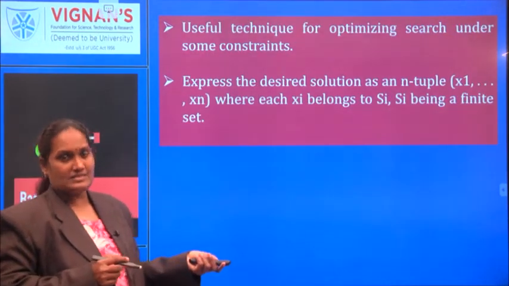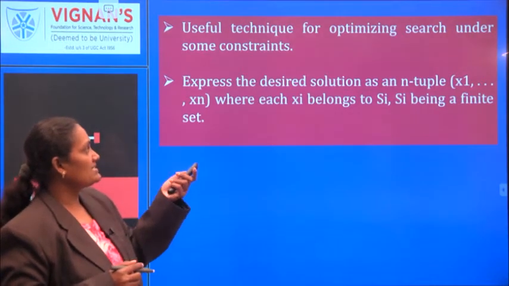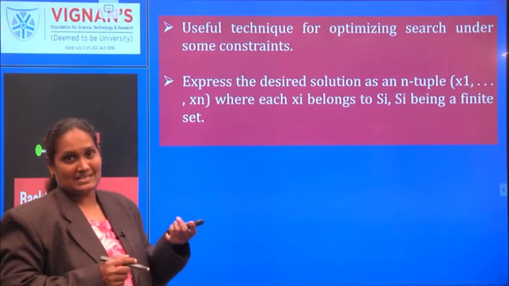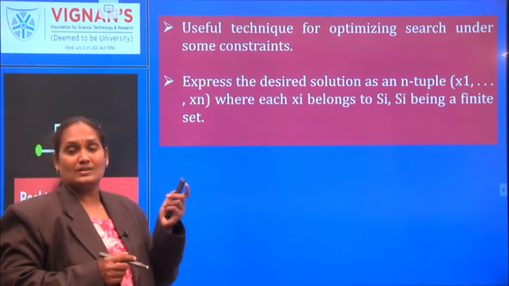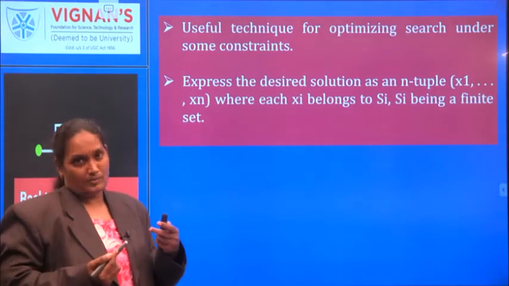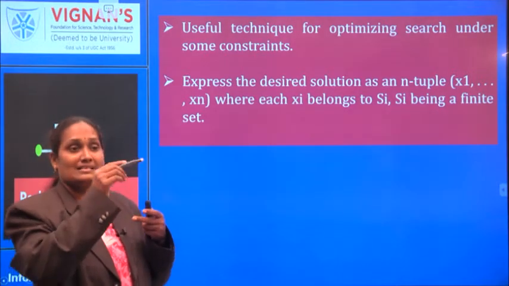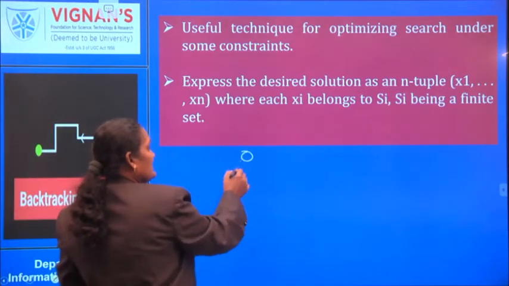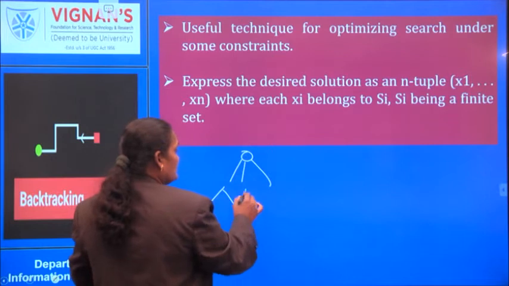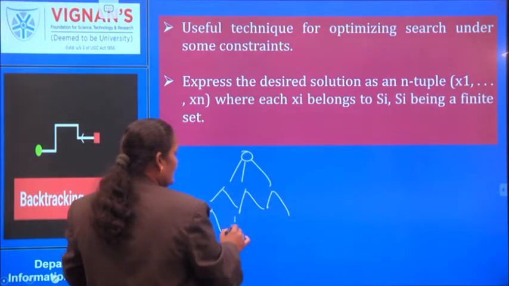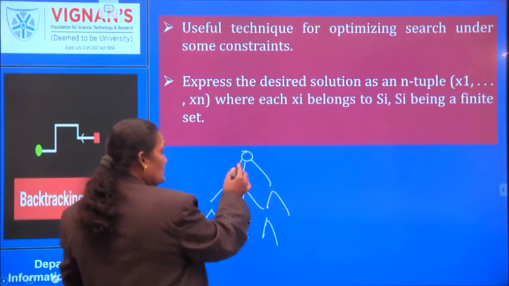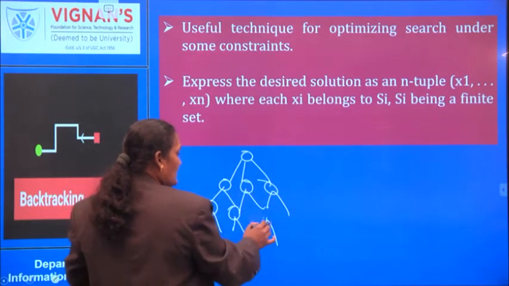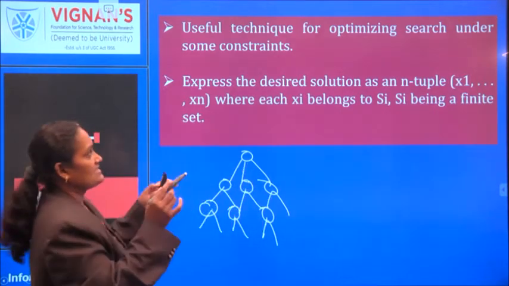Backtracking is a very useful technique for optimizing search under some constraints. Every problem has its own constraints, so based on those constraints, we need to get the optimal solution. Here the solution is represented as a tree-like structure, and the searching for the solution of this tree can be optimized by considering some constraints.